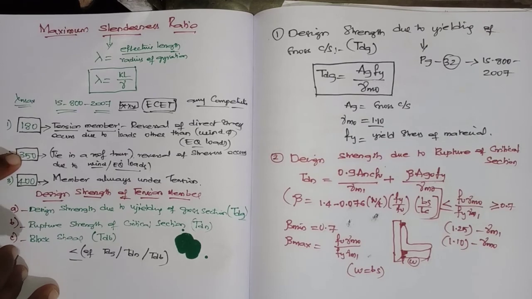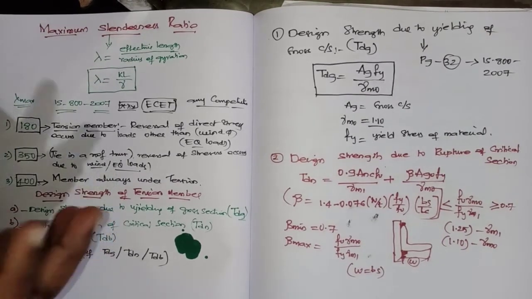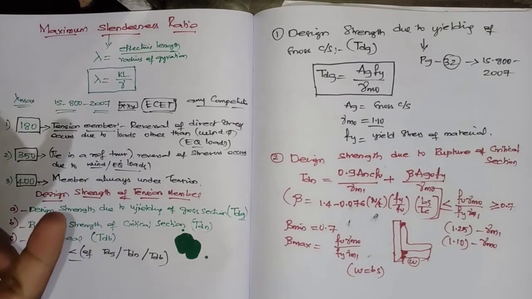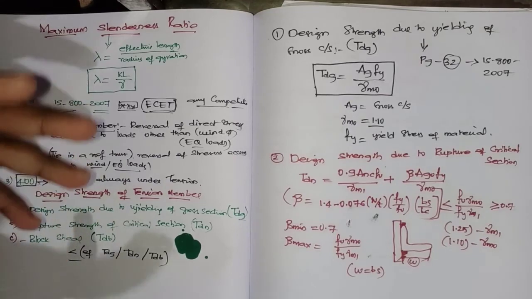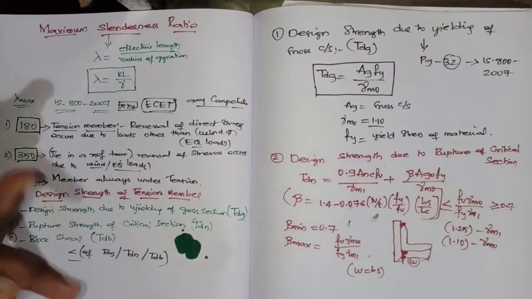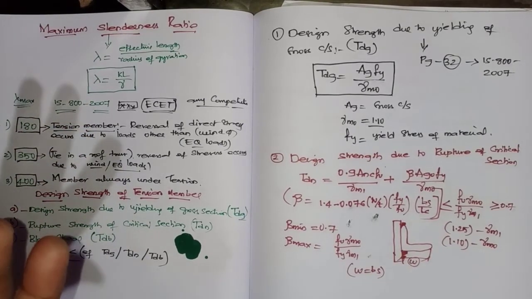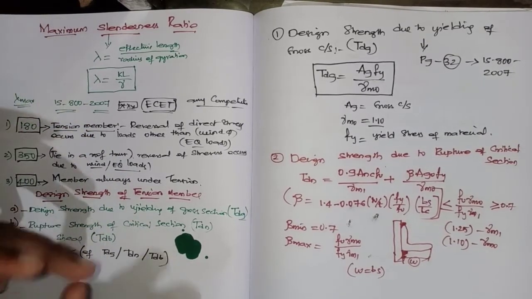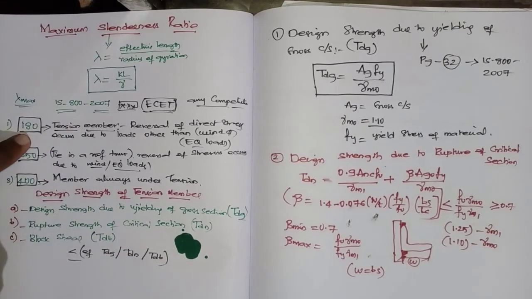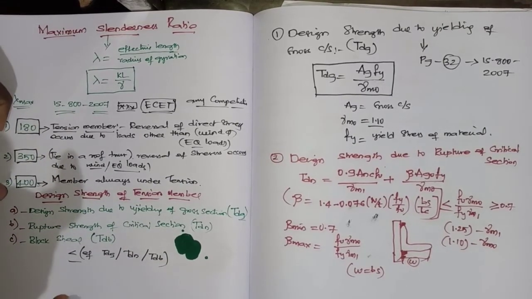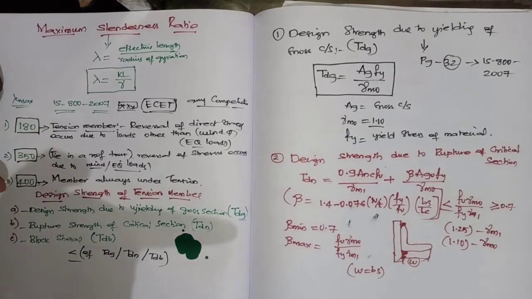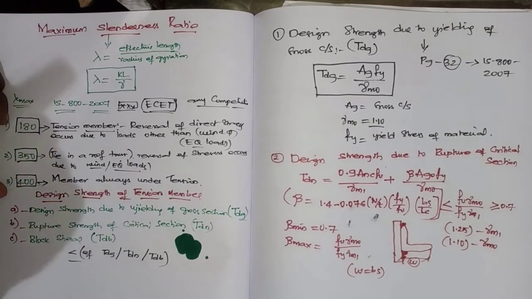If a tension member takes tensile loads and reversal of stresses occurs, but not because of wind or earthquake, in other loads other than wind and earthquake loads, then the maximum slenderness ratio value is 180. These three values are very important while doing the problems, while checking the slenderness ratio value based upon the purpose of that member.